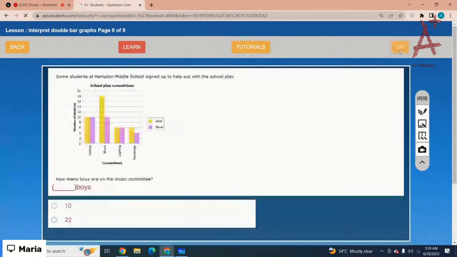Okay, the next one is some students at Hampton Middle School signed up to help out with the school play. How many boys are on the music committee? Boys is the purple one, and in the music committee they are just 10. So the correct option is 10.